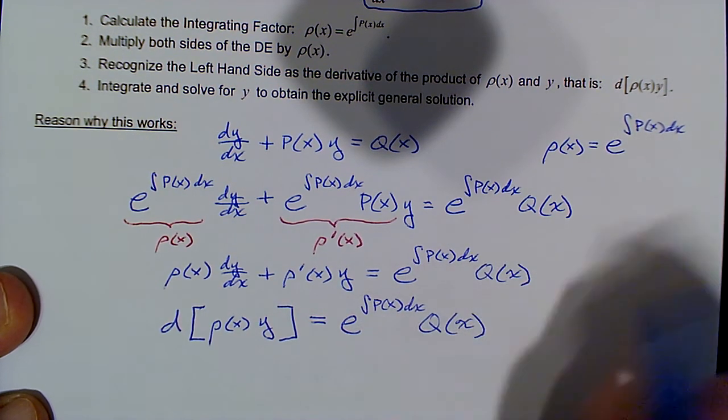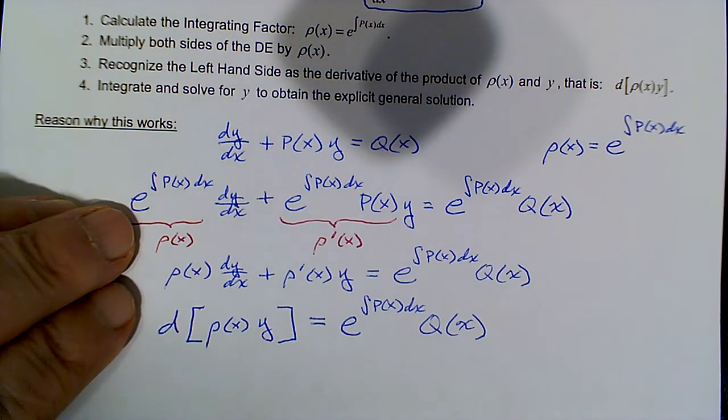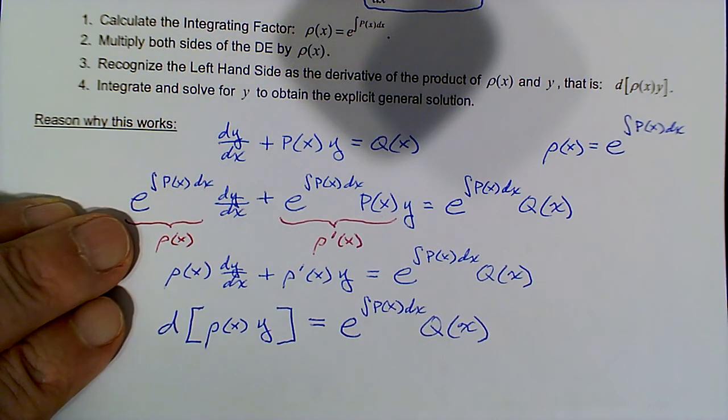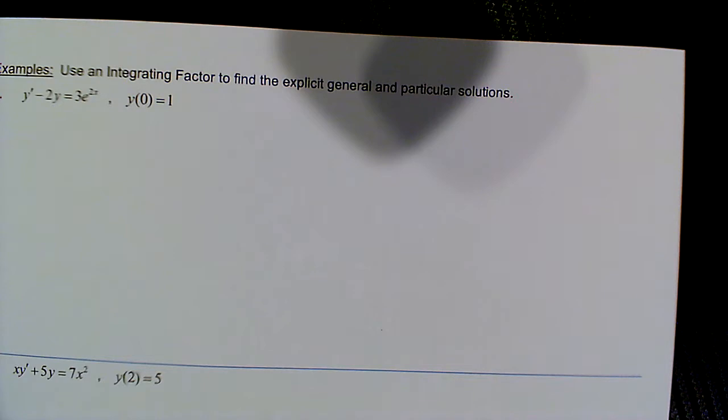Okay, so that's the reason why it works, and it proves to us that the left-hand side can always be expressed as the derivative of the product of rho of x times y. So some examples. Now you could follow the cookbook recipe if you like. Here, you want the explicit, general, and particular solutions. So the first step, make sure it's in standard form, and it is.